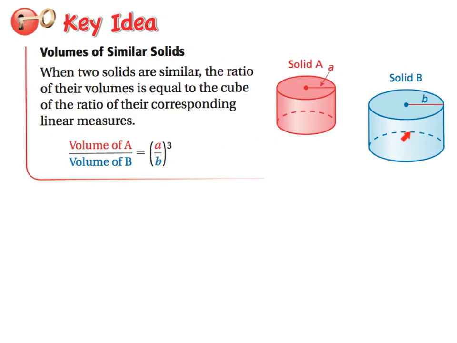Volume is the exact same thing, except we take the linear measures and we cube them because it's volume. So the ratio of their volumes is equal to the cube of the ratio of the corresponding sides. Here's another way to look at it. If I said this was 4 and this was 8, what happens here? It gets multiplied by 2. So the volume is going to be multiplied by 2 to the third, which would be multiplied by 8. You're going to cube it.